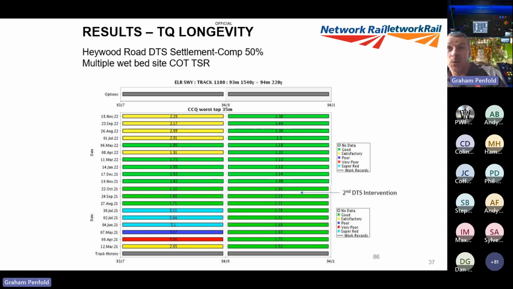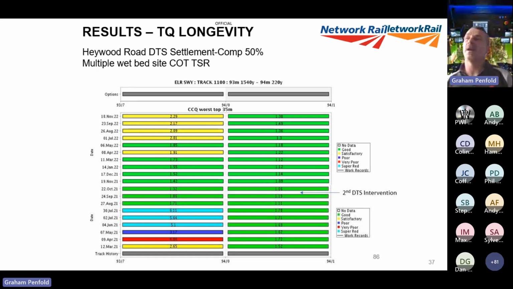But again, it's dropped 2 bands in one run. So you've gone from poor to super red. It's recorded super red, and I can see it getting steadily worse, 5.1, 5.64. The SD value then ends up at a very high 6.11, hence the temporary speed restriction. So we did an intervention with DTS and settlement compensation at 50%. And we had a massive improvement actually, from 6.11, from a super red to a good.